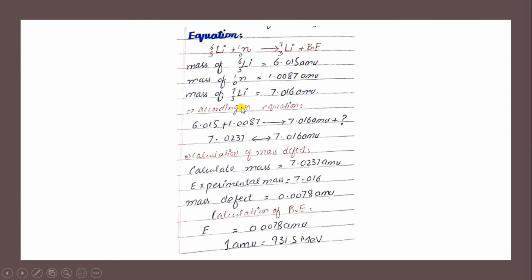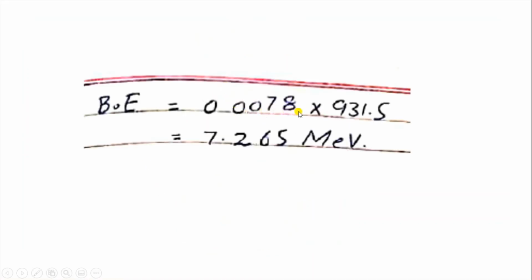So 7.0237 and 7.016. There is a mass defect, it is quite clear that there is a mass defect. So we will find the mass defect by subtracting the values: the calculated mass 7.0237 AMU minus the experimental mass 7.016 gives a mass defect of 0.0078 AMU. So we will calculate the binding energy. 1 AMU corresponds to this energy, so we will multiply both, and the binding energy will be 7.265 mega electron volt.